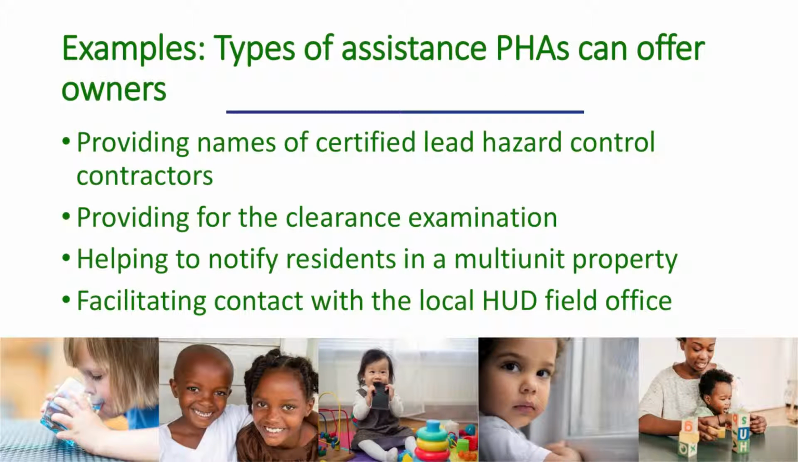Examples of the types of assistance PHAs can offer owners include providing names of certified lead hazard control contractors, providing for the clearance examination, helping to notify residents in a multi-unit property, and facilitating contact with the local HUD office. As private market landlords, HCV owners are not required to accept voucher tenants, so offering owners assistance and support can help to ensure that the requirements for EBLL response are not overly burdensome.